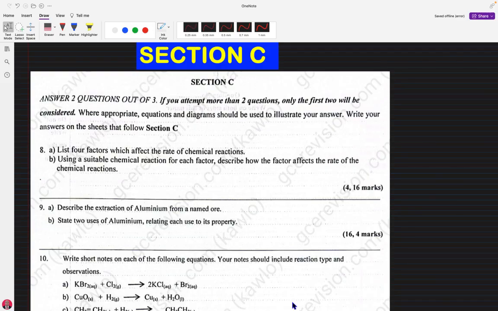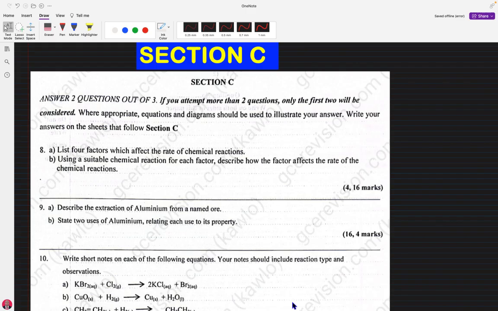Answer 2 questions out of 3. If you attempt more than 2 questions, only the first 2 will be considered. Where appropriate, equations and diagrams should be used to illustrate your answer. Write your answers on the sheet that follows section C. You will be provided a sheet.